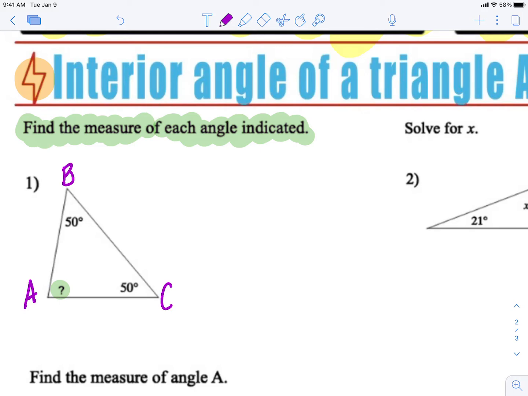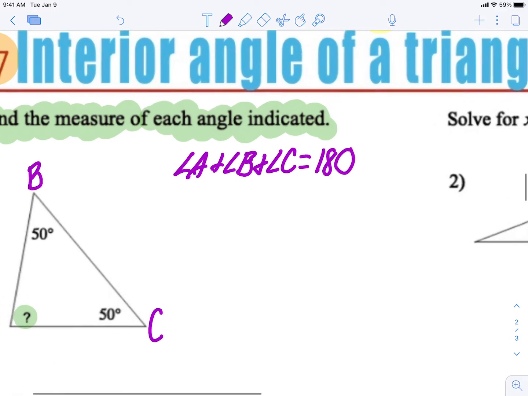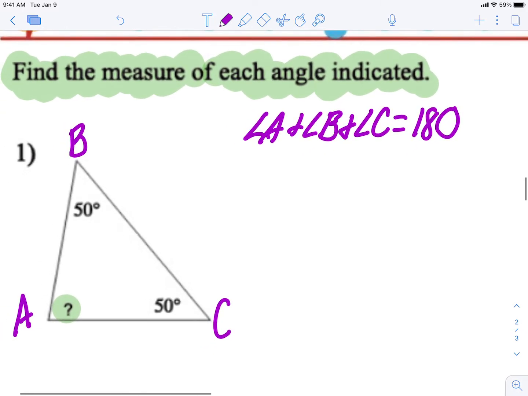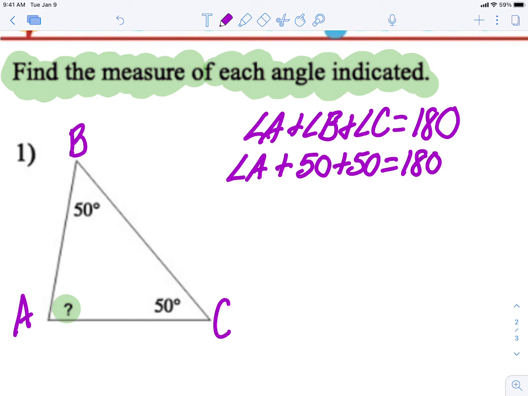All right, so we know that the angles added up together equal 180 degrees. So that means that angle A plus angle B plus angle C is equal to 180 degrees. So all we do here is simply substitute. Angle A, we don't know what angle A is. Angle B we know is 50. Angle C we know is 50. And they add up to 180 degrees.